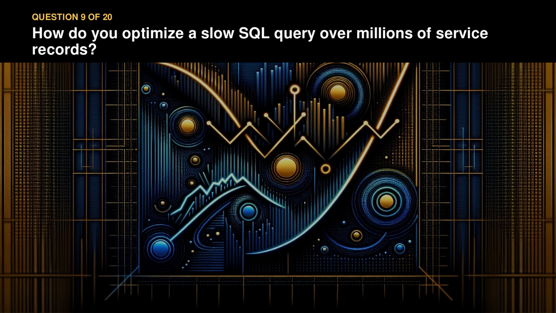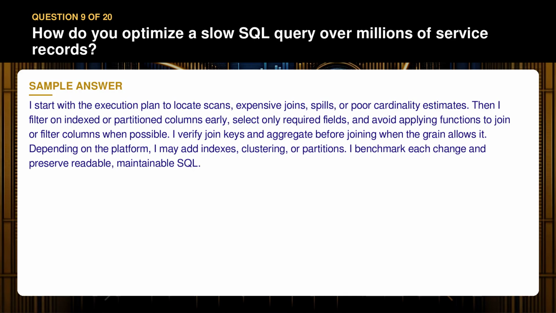Question 9. How do you optimize a slow SQL query over millions of service records? I start with the execution plan to locate scans, expensive joins, spills, or poor cardinality estimates. Then I filter on indexed or partitioned columns early, select only required fields, and avoid applying functions to join or filter columns when possible. I verify join keys and aggregate before joining when the grain allows it. Depending on the platform, I may add indexes, clustering, or partitions. I benchmark each change and preserve readable, maintainable SQL.